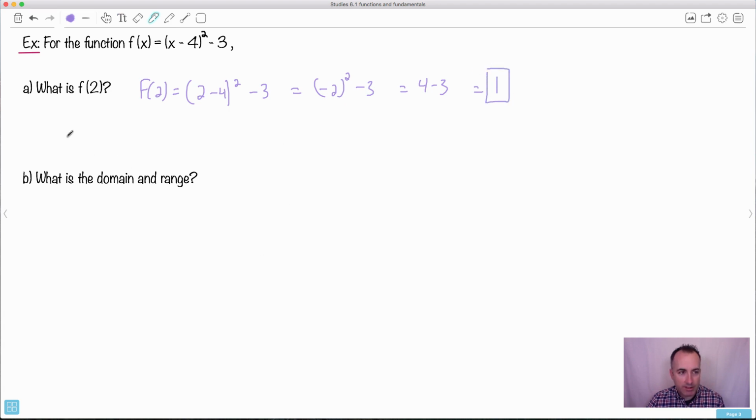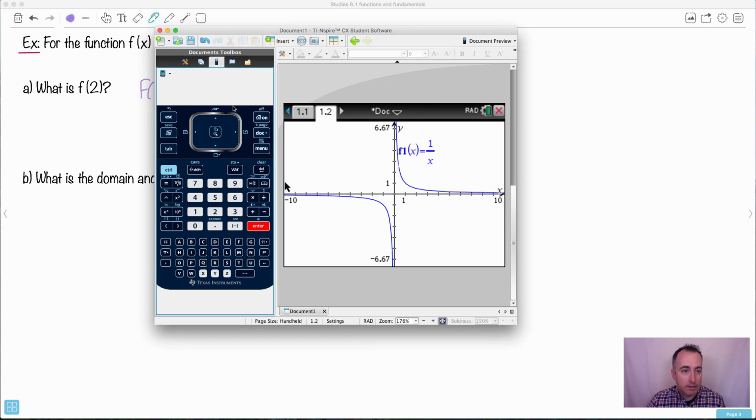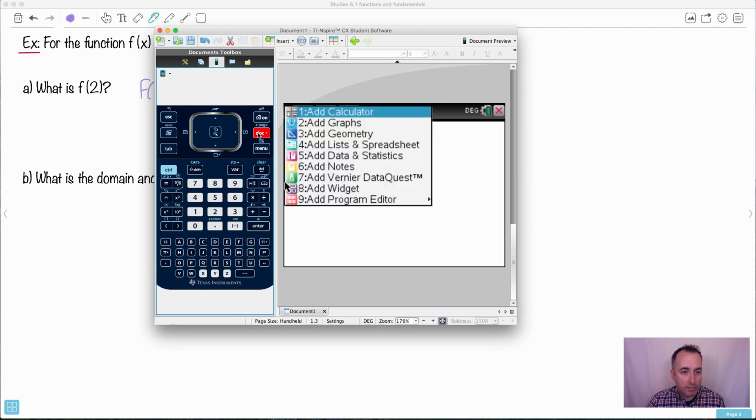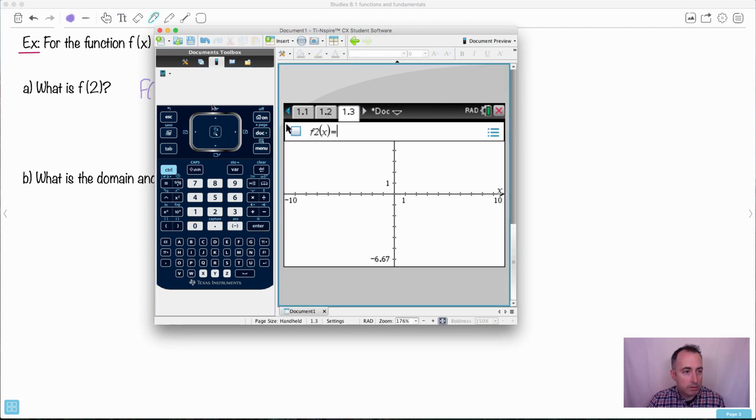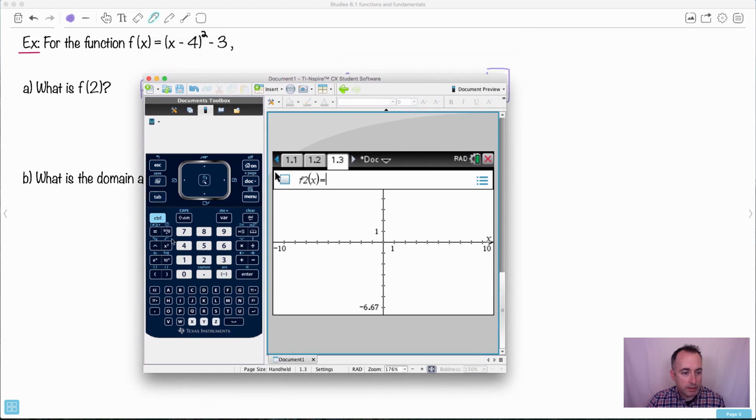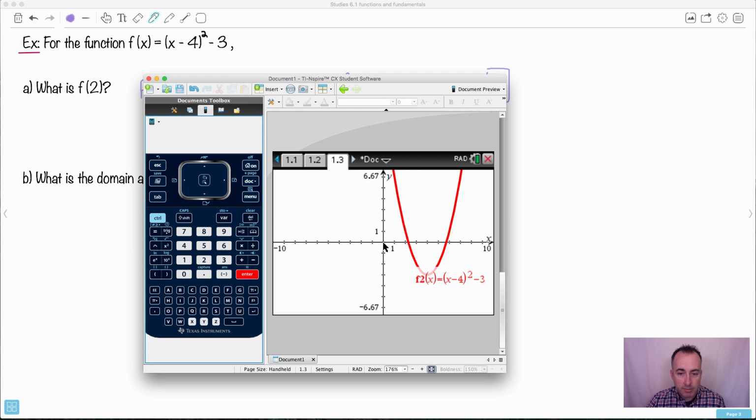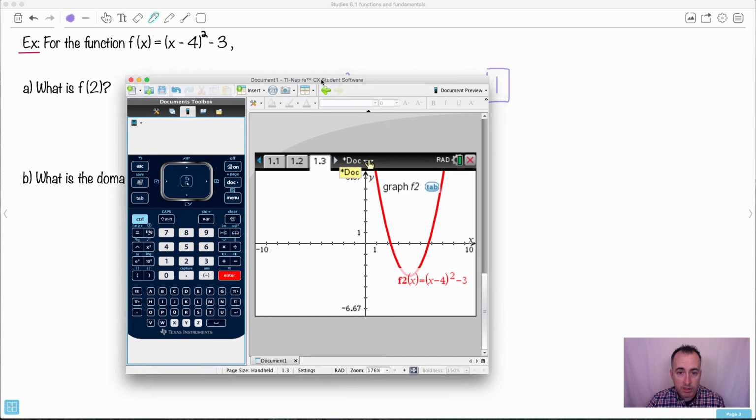So what I'm going to do now is try to graph this in order to see what the domain and the range should be. So I'm going to open up my calculator, open up a new graph, maybe just to be safe. Here we go. And we'll call it, let's see here, open bracket, x minus 4. And from there, square that. And from there, subtract 3. Go. Yep, it's been moved to the right by 4 and down by 3. Super.